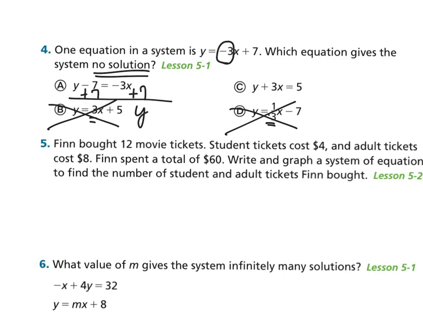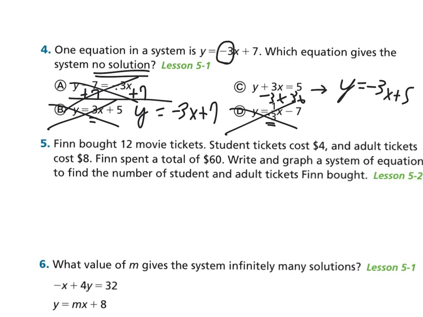So the first one, if we add 7, would be negative 3x plus 7. Those are identical to each other. That would be infinitely many solutions. So we're down to our final hope here. And if you solve that for y, would be negative 3x plus 5. So those have the same slope, but they have different y-intercepts. So choice C would be our answer for that problem.